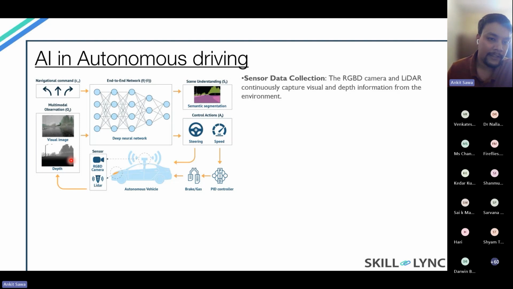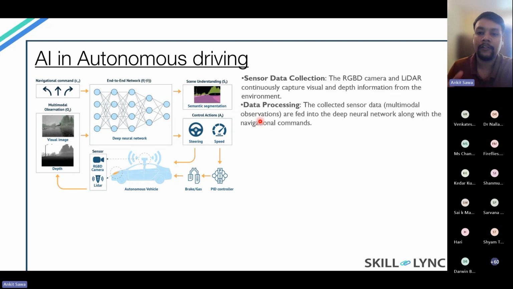So let's say this is the depth signature from your surroundings, and this is the visual image of the road ahead of you. And it also knows the navigational commands based on, let's say, Google Maps or something, on which direction you have to take. So now it has three types of data: the depth of the road, the visual image of the road, and the navigational command. Now these three inputs collected go into your neural network. This neural network deciphers the data by doing a semantic segmentation, right? So it segments the data to identify, basically it processes the data, right?